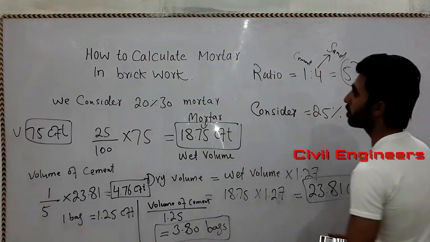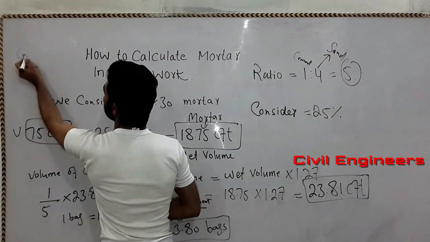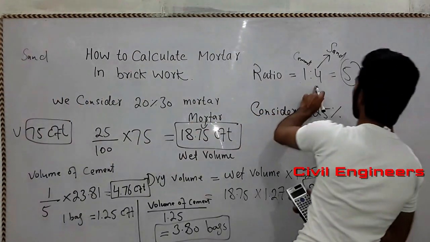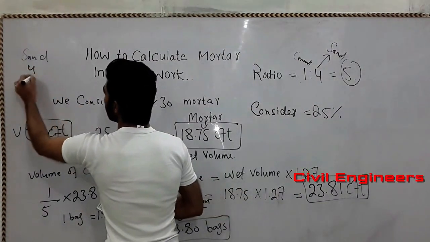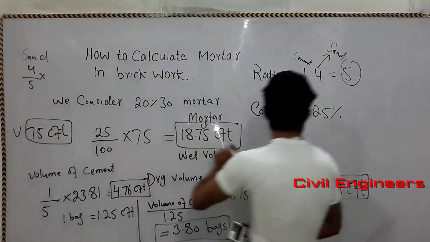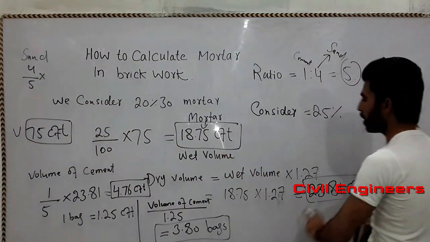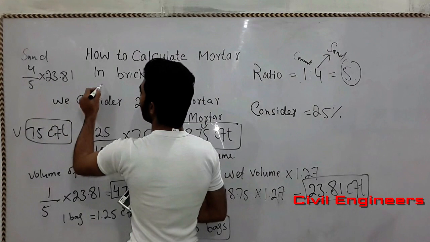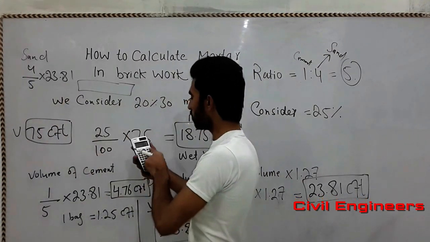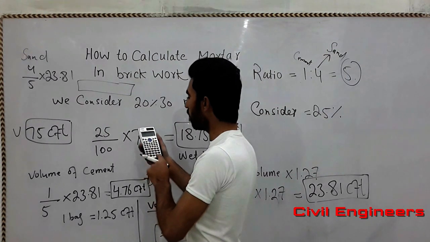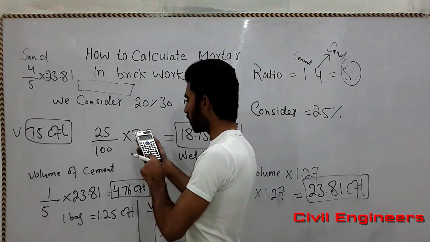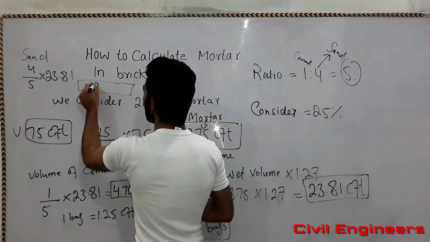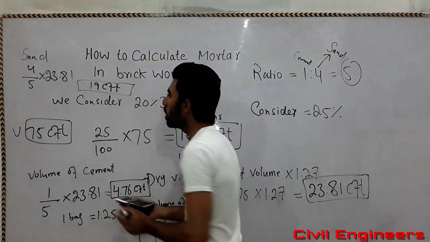Now I want to find the sand. Sorry, now sand. Sand is 4 in 5. 4 divided by 5, multiply the total dry volume 23.81. So what will it give us? 4 divided by 5 multiply 23.81 gives 19 CFT. So this is the volume for the sand.